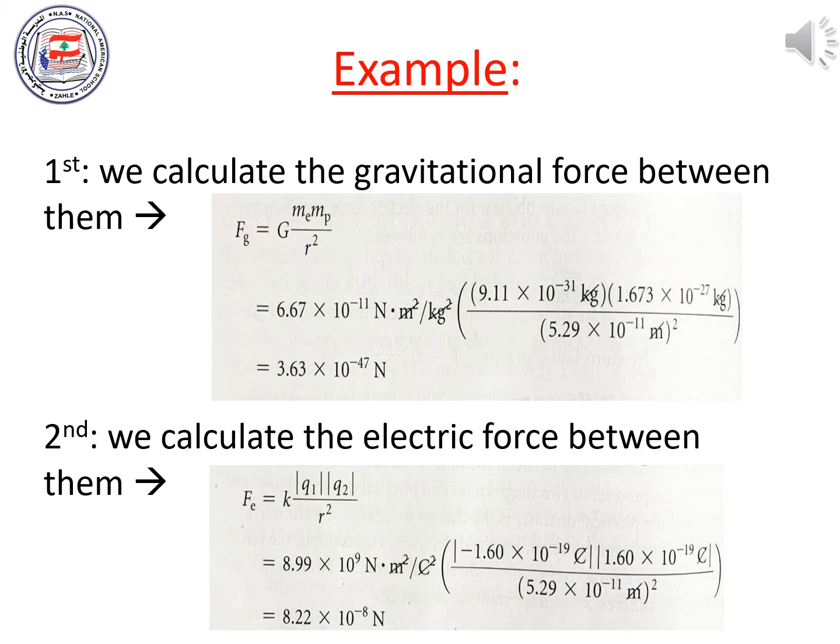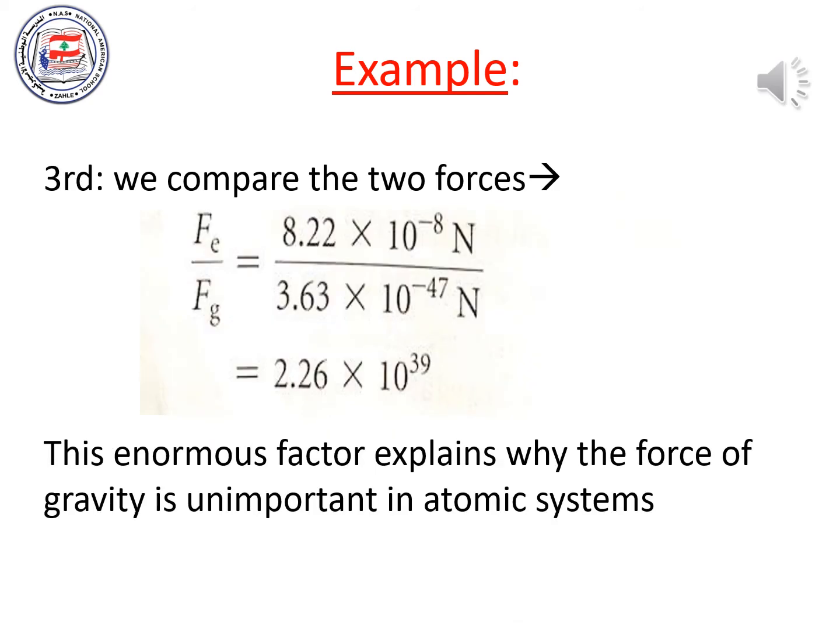So we can already see the difference between the two forces. The gravitational force is very small relative to the electric force. In order to see this difference more clearly, we compare the two forces by dividing them together. Electric force divided by the gravitational force. So 8.22 times 10 to the power negative 8 newtons divided by 3.63 times 10 to the power negative 47 newtons. And the answer is a very huge number. So this enormous factor explains why the force of gravity is unimportant in atomic systems, because the electric force is much, much bigger. So the electric force dominates in atomic systems.